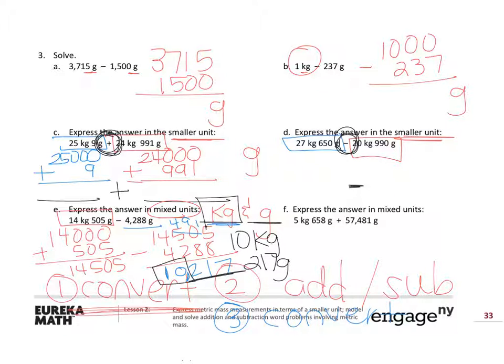I want you to take a minute to finish. Let's see, we have subtraction for 3A and B. You have addition and subtraction for C and D, and F. I want you to finish all that and check in with your teacher before you continue.